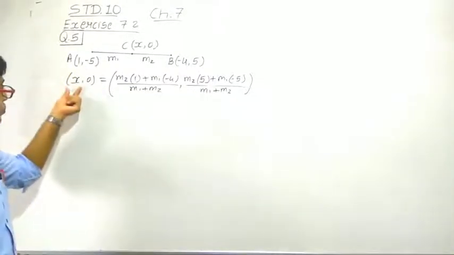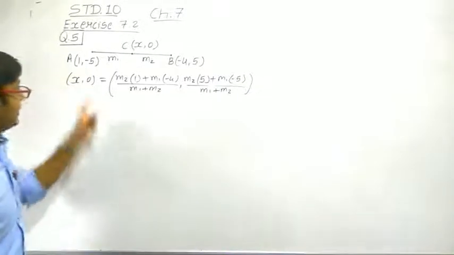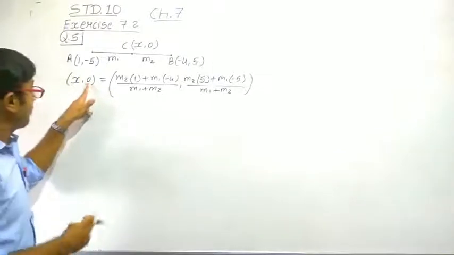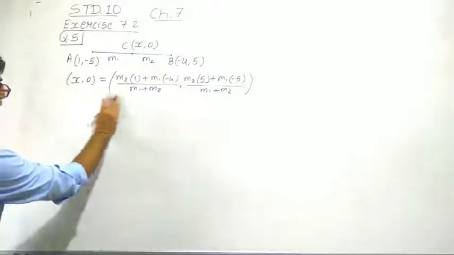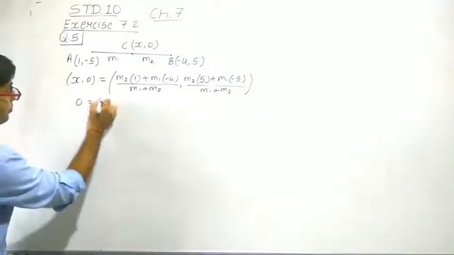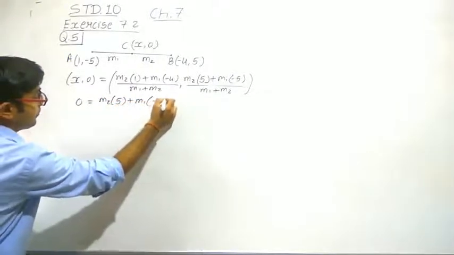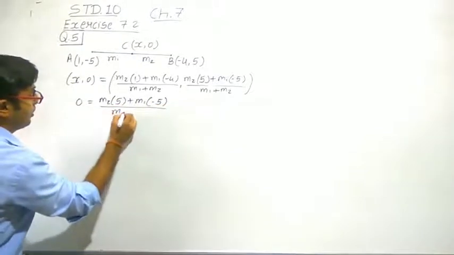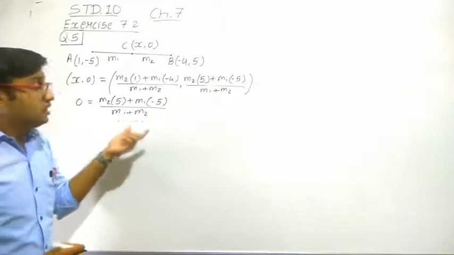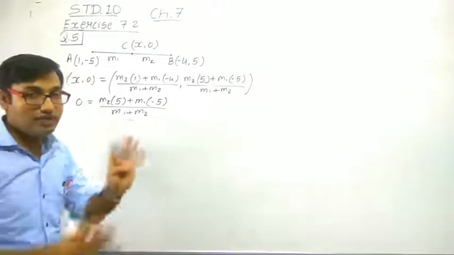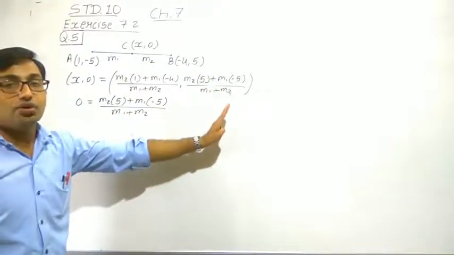When we compare this x coordinate, here we have a variable x, so we cannot compare the x coordinate. Yes, we can compare the y coordinate because its value is 0. So when we compare the y coordinate, we get 0 is equal to m2 into 5 plus m1 into minus 5 upon m1 plus m2. In the previous question we compared the x coordinate to find the values of m1 and m2. Here we compare the y coordinate to find them.